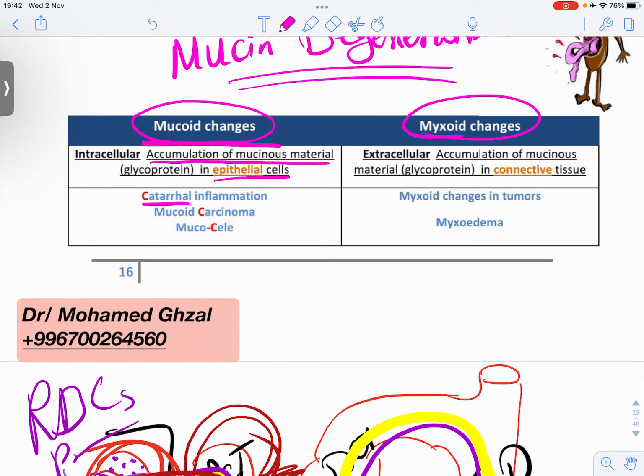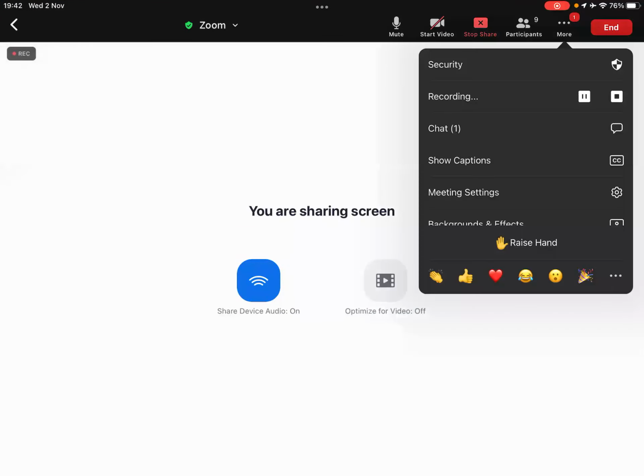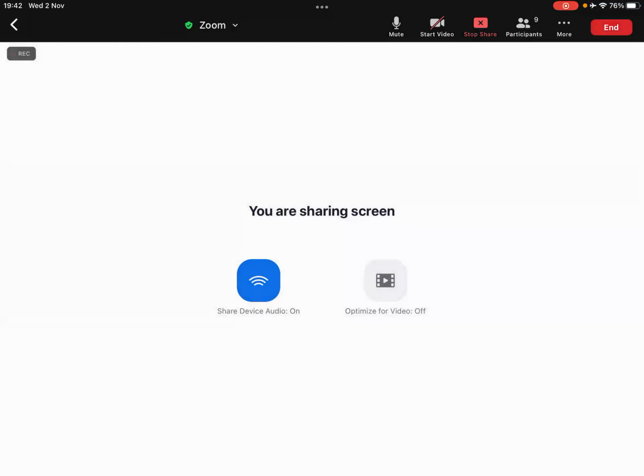The last example of mucoid change is mucocele. Mucocele. Does anyone know what it means, mucocele? Anyone know? Or just try, even if it's a mistake, it's not a problem. Okay, let me explain it.